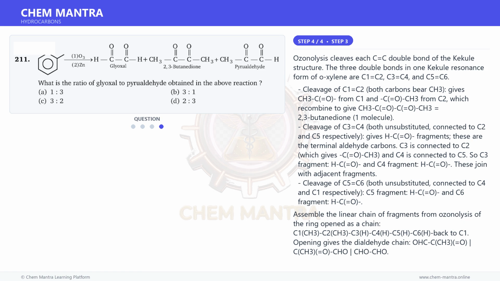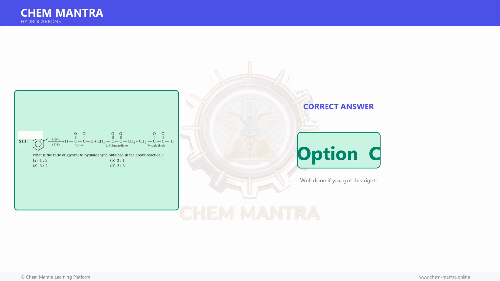Average of both Kekulé structures: glyoxal is (1 plus 2) over 2, which is 1.5. Pyruvaldehyde is (2 plus 0) over 2, which is 1. Butanedione is (0 plus 1) over 2, which is 0.5. Ratio glyoxal to pyruvaldehyde is 1.5 to 1, which is 3 to 2. Why other options fail: 1 to 3 and 3 to 1 don't reflect the averaged fragment count, and 2 to 3 inverts the correct ratio. Therefore, the correct answer is option C.